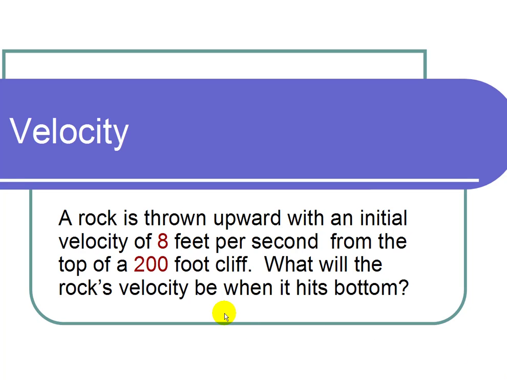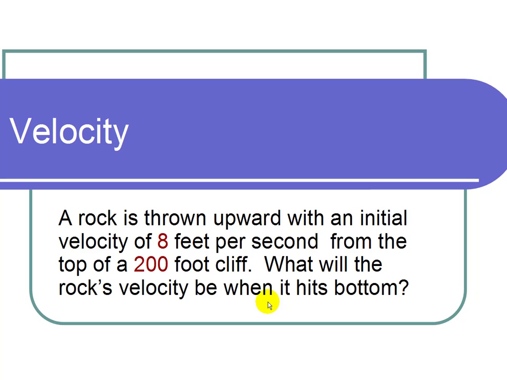This is a video on finding the velocity using the derivative. The question states, a rock is thrown upward with an initial velocity of 8 feet per second from the top of a 200-foot cliff. What will the rock's velocity be when it hits bottom?